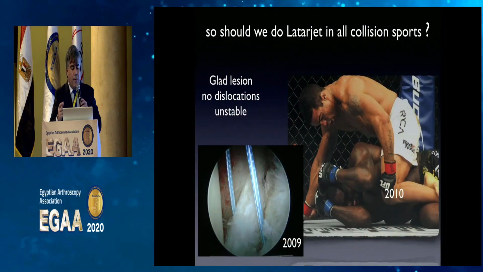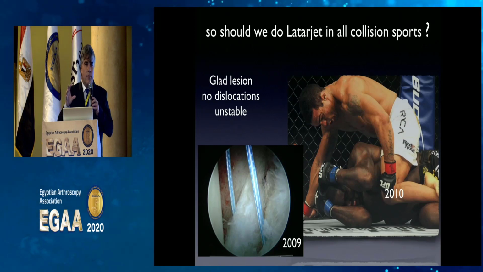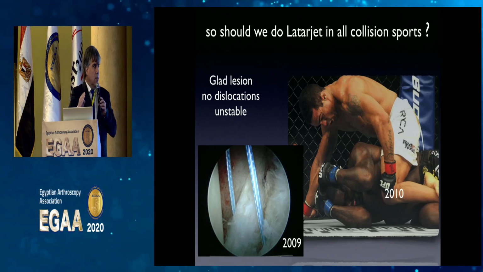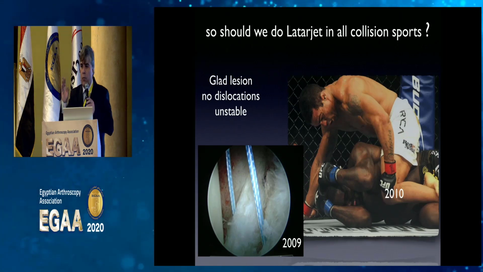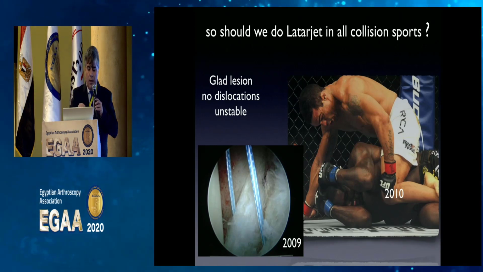The question is, does everyone who does a collision sport need a Latarjet? I think that we have to differentiate between what is instability and what is labral tear, what is dislocation and labral tear. There's a difference. You can have a labral tear without a dislocation. Normally, when we have a dislocation, we will have a labral tear.